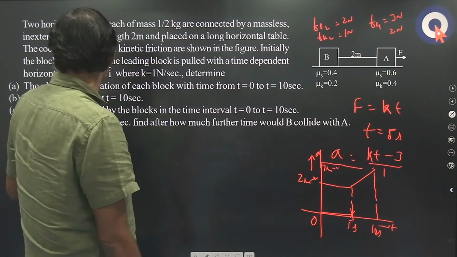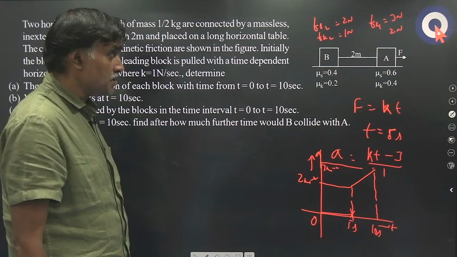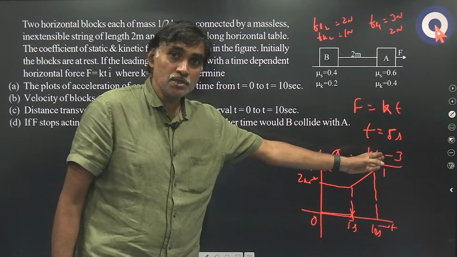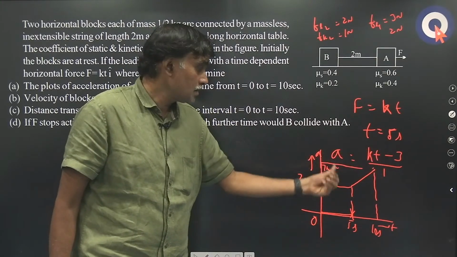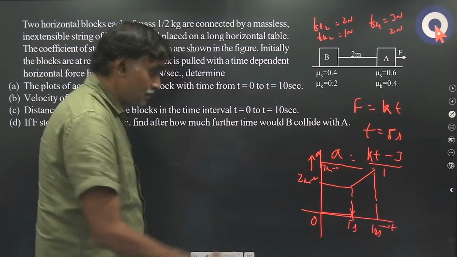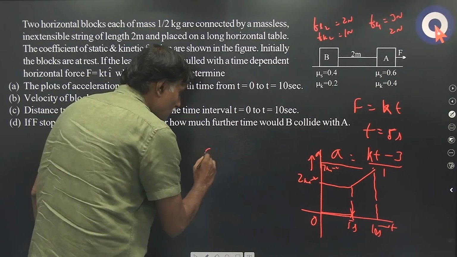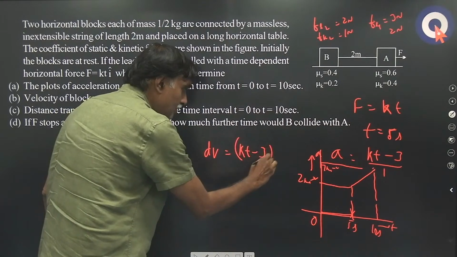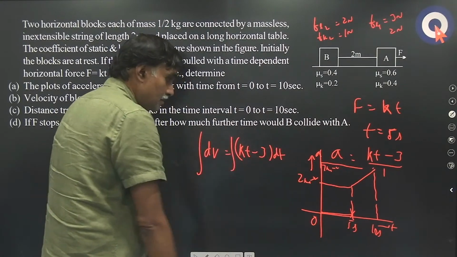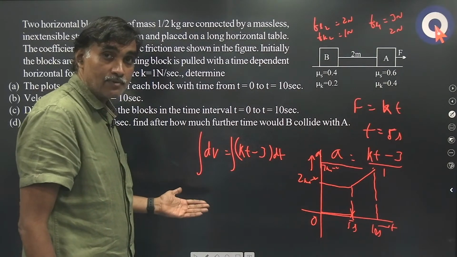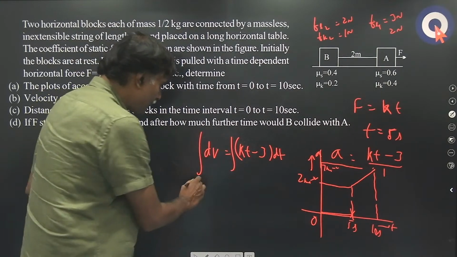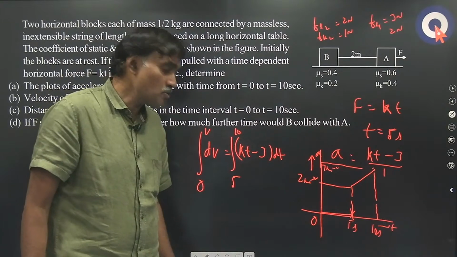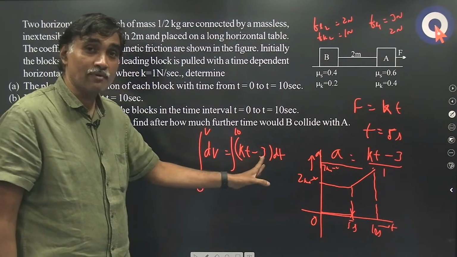Now, how do you find velocity of both the blocks at t equal to 10 seconds? Acceleration you know, which is varying with time as shown from 5 seconds onwards. Then you should write acceleration as dv by dt. So, dv by dt equal to kt minus 3. So, dv equal to kt minus 3 into dt, where k is 1 anyhow. Now, you have to integrate to find velocity. You have to integrate as velocity varies from 0 to v and time varies from 5 to 10 seconds, because this equation is valid from 5 seconds onwards.